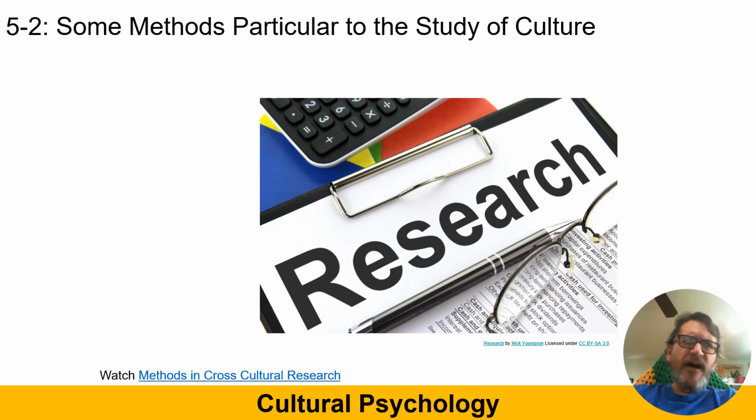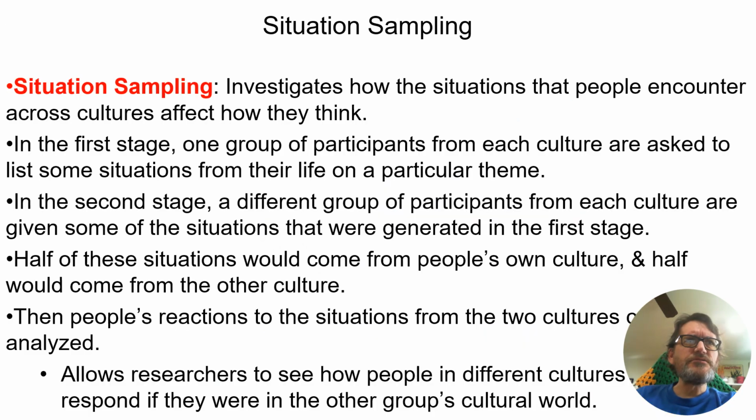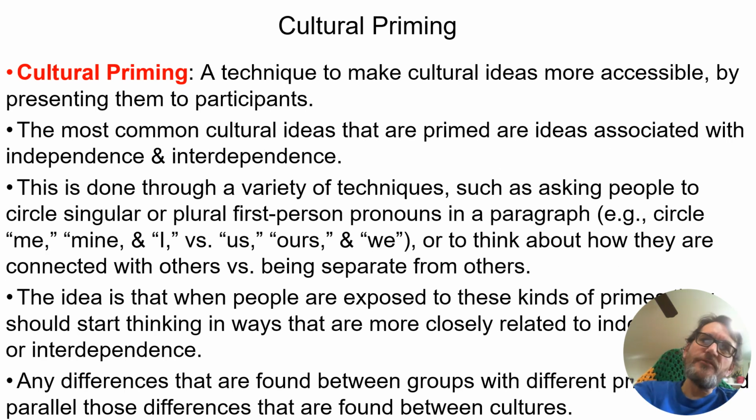In the second part of topic five, I'm going to very briefly talk about some methods that are used in cultural psychology research that you just don't find in other research areas. Situation sampling is a way to have people act as though they are in another culture. They would give participants a set of scenarios, some from your culture, some from the others, and analyze the way that you respond to them. I've never personally used it, but it's got potential.